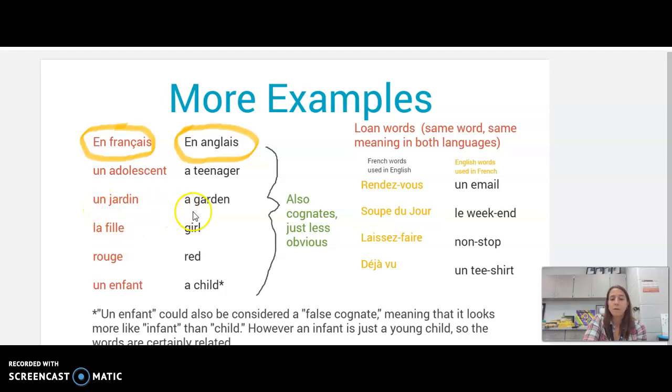La fille means girl. This one may not be quite as obvious. The cognate that I'm thinking of that would help you land at this conclusion is the word filly, which is the word for a young female horse. So if you're a horse person, you know the word filly and une fille are cognates, and that would lead us to the conclusion that une fille means a girl.